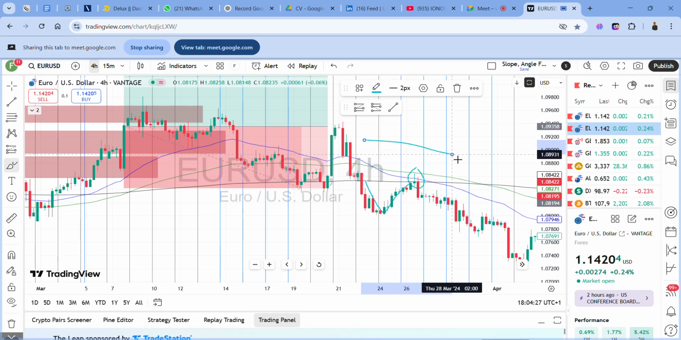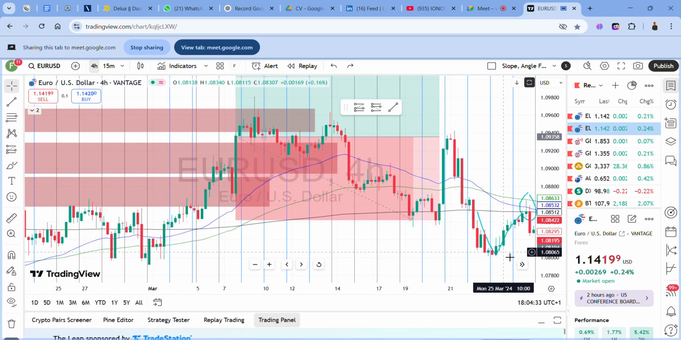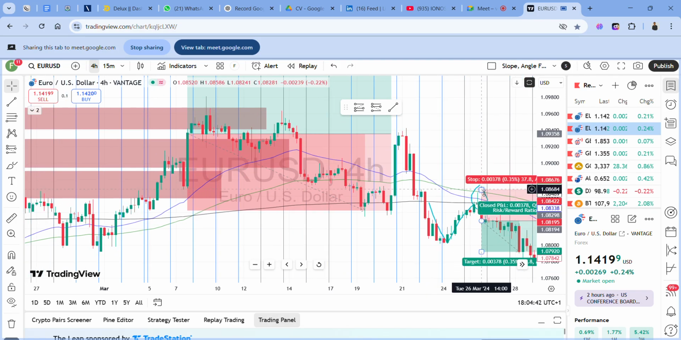All right, let's just see. We don't know what will happen in the future, but that alone is telling us to take a sell trade. So we take ourselves a sell trade here. This is based on intermediate training. Our stop loss could be here, or you could even put your stop loss here.